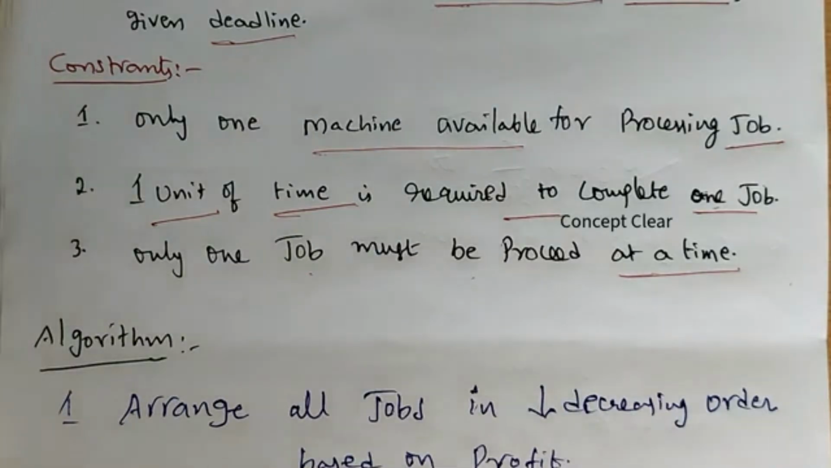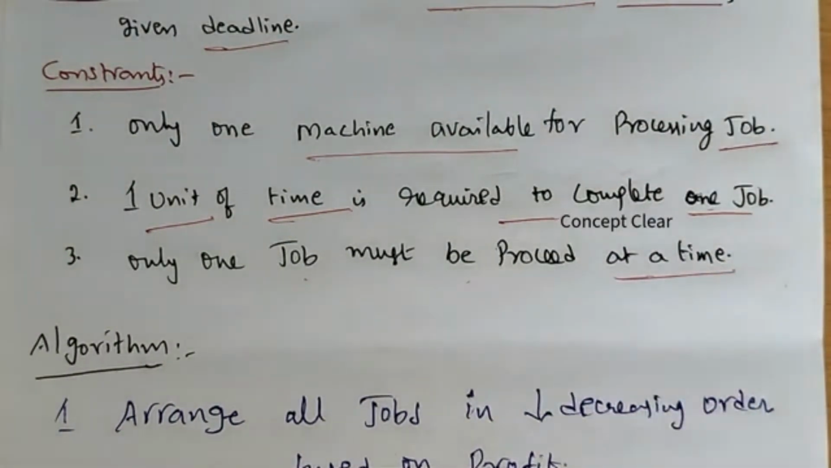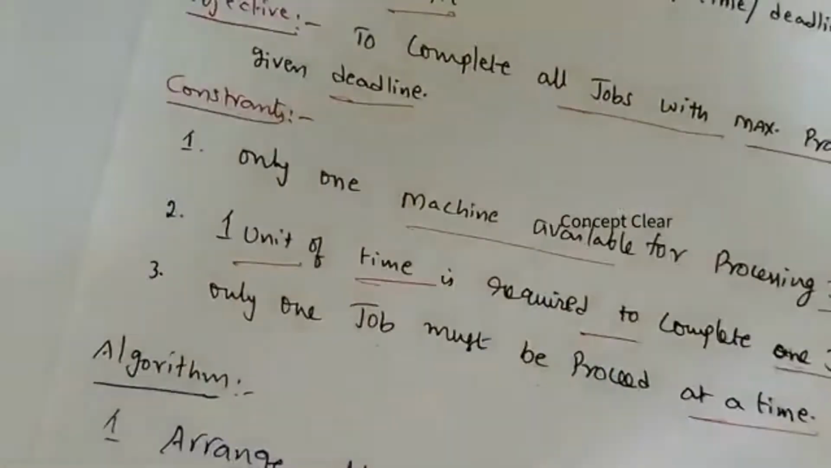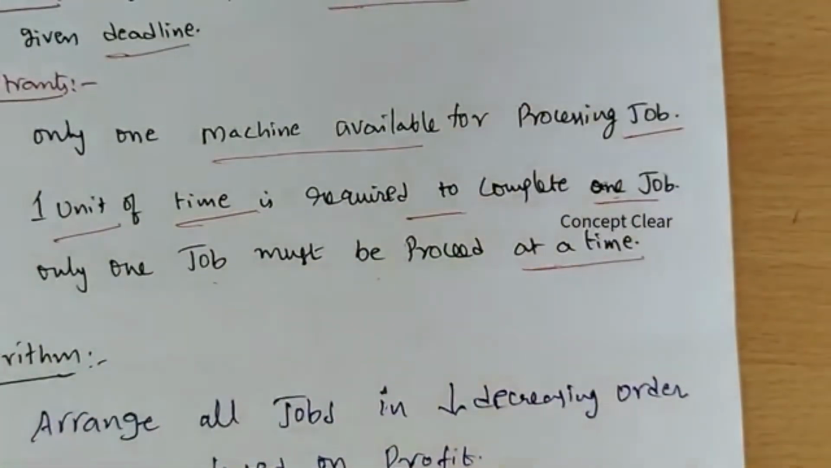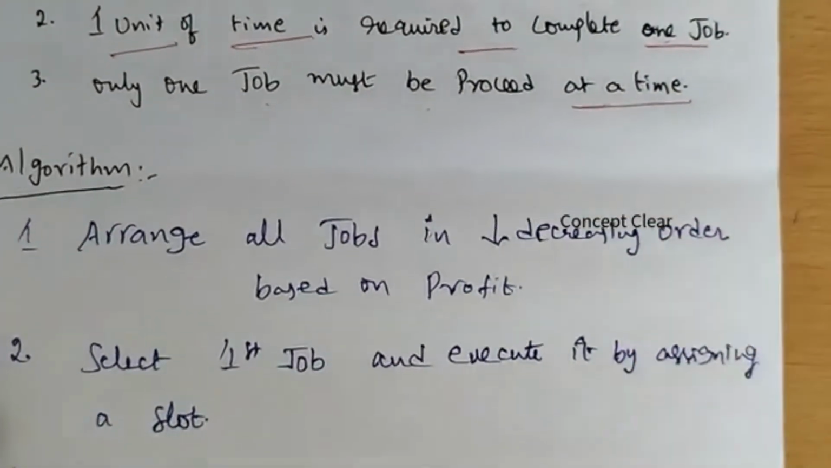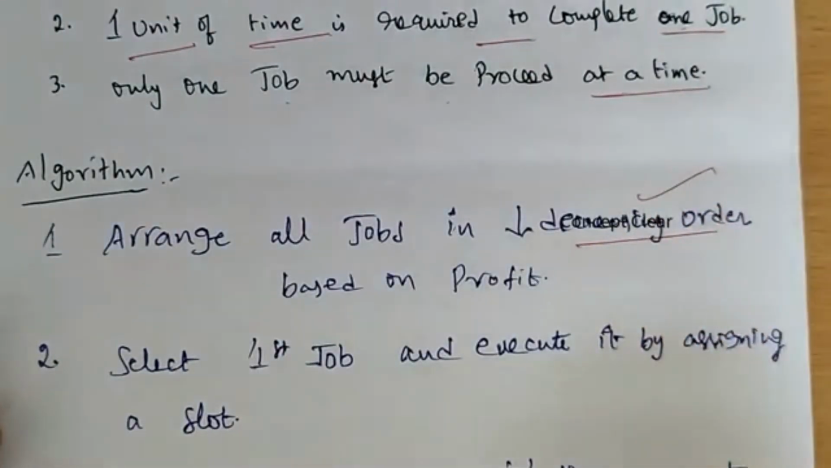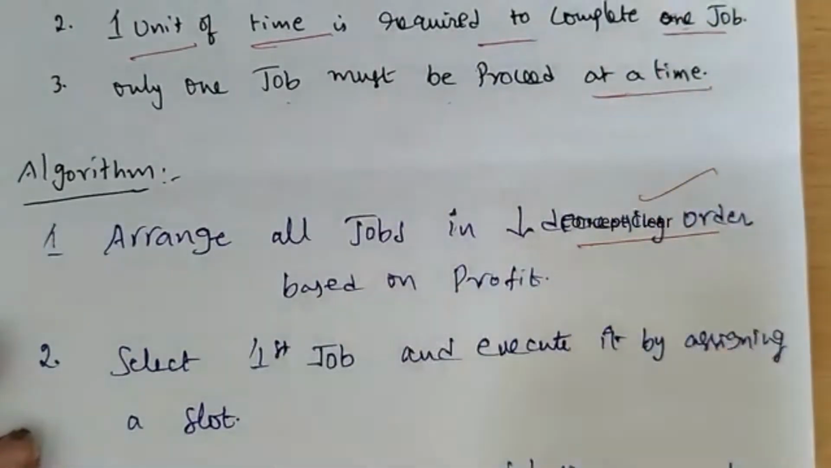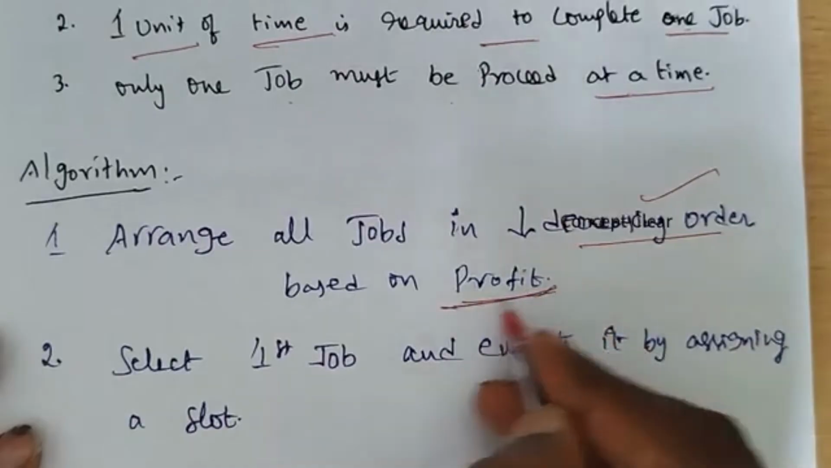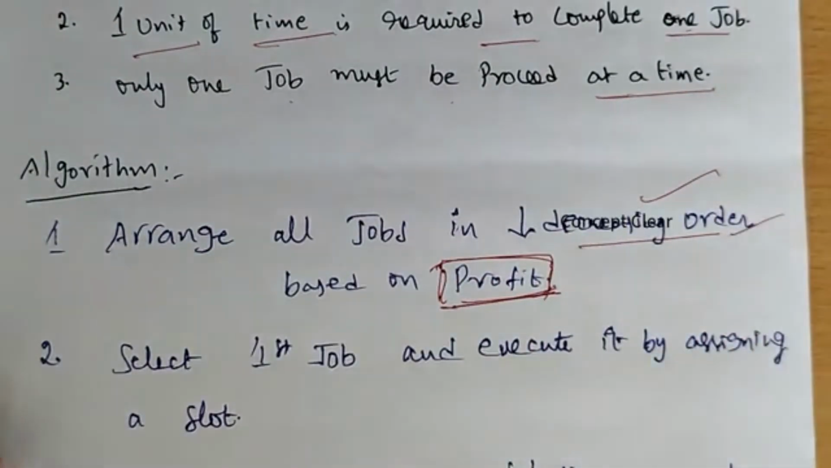And what is the algorithm? The first step is to arrange all the jobs in descending order based on the profit value. Based on the profit value, we have to arrange all the values in descending order.